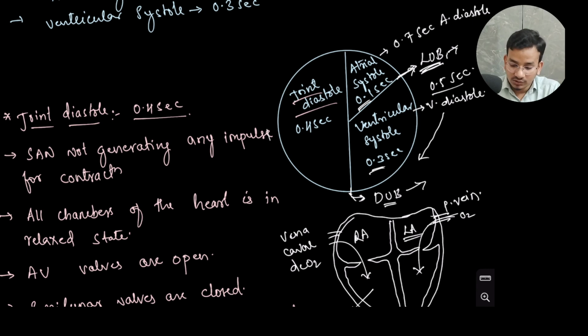Now what is the duration between the first lub sound and dub sound? That is 0.3 second. I am asking in reverse: first the dub sound and then the lub sound. You can see the dub sound is there, after that joint diastole 0.4 seconds, after that the atrial systole 0.1 second, and after that the lub sound will come. So that's why it is 0.5 seconds.